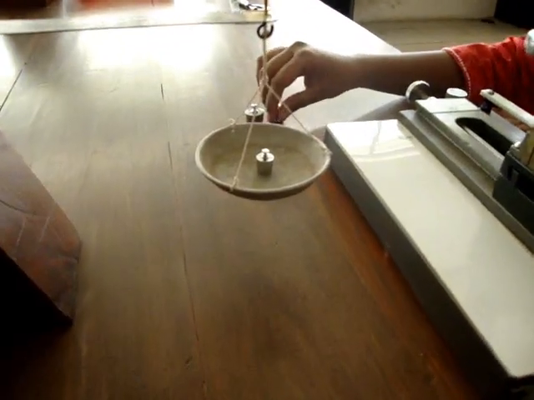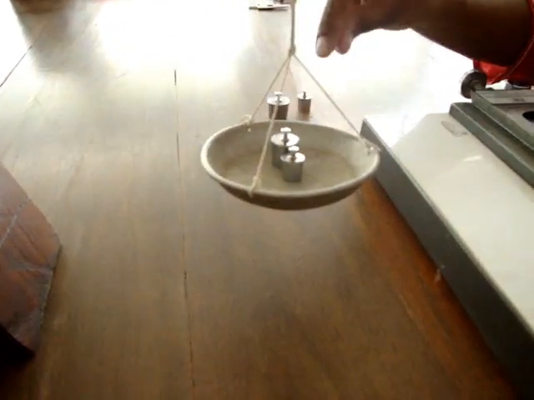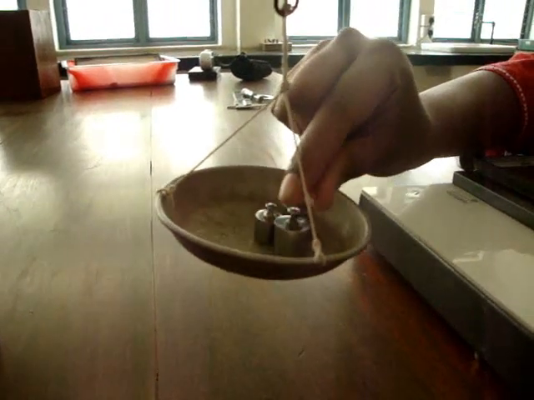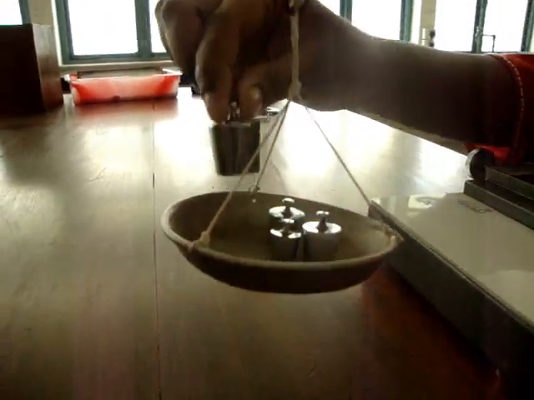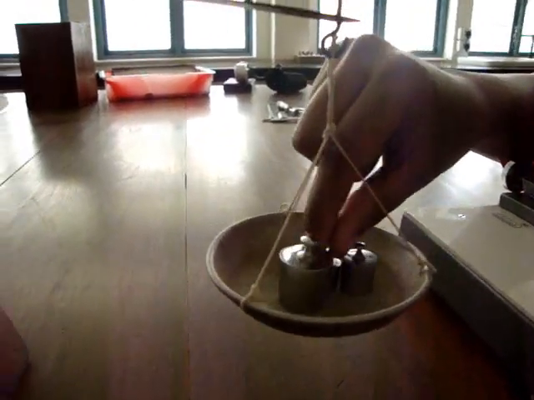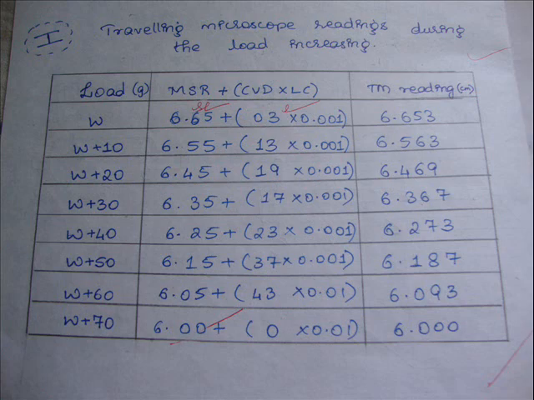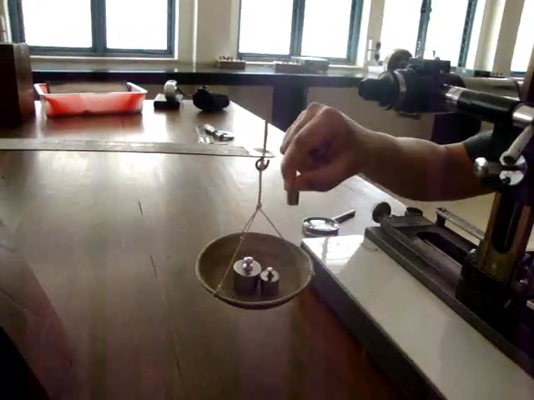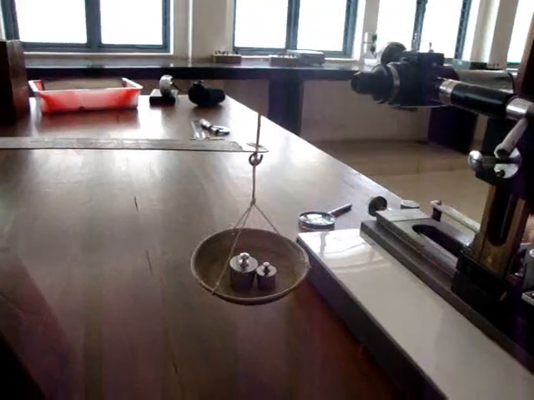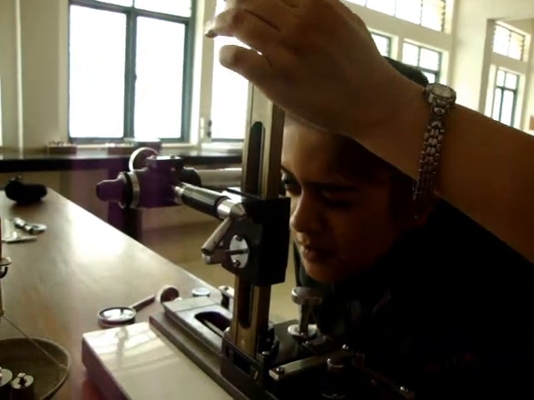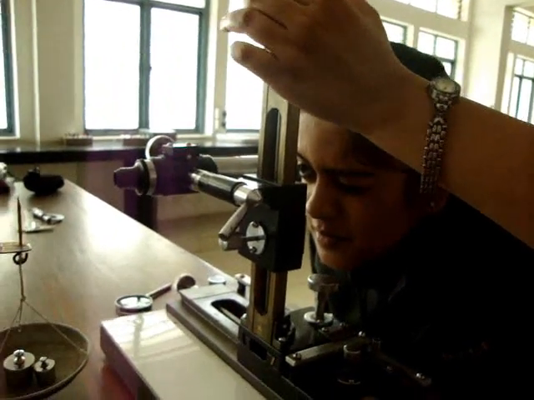The experiment is repeated by increasing the load in the weight hanger by 10 grams. This is to be done up to a maximum load of W plus 70 grams. The load is now decreased in steps of 10 grams and the readings are again noted, for W plus 70, W plus 60 and so on up to W, that is the weight hanger.